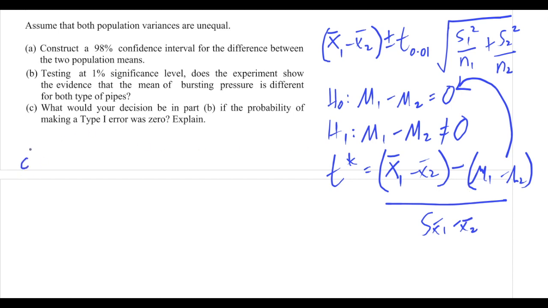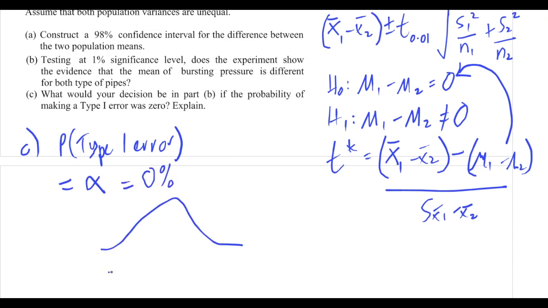Okay, so question C. What would your decision be in part B if the probability of making a type 1 error was 0? So the probability of type 1 error is actually alpha. So when alpha is 0%, what happens to the rejection region? There's no rejection region. So when there is no rejection region, your test statistic will always fall in the non-rejection region. So we will always accept the null hypothesis.